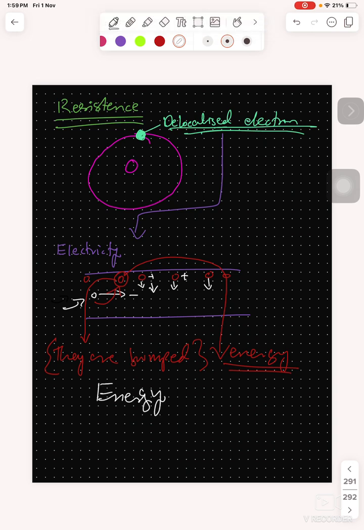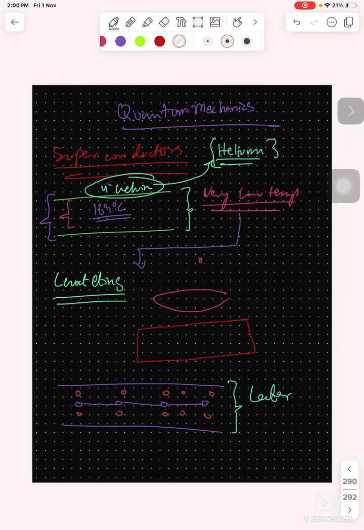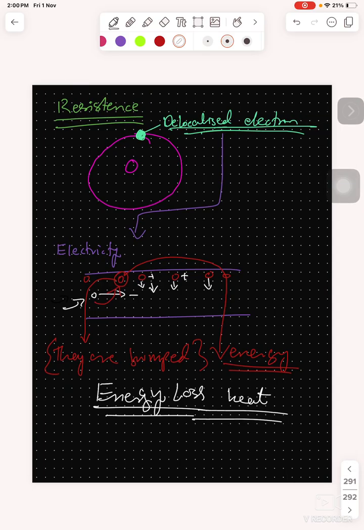Now we have a loss of energy, right? Energy loss can be heat. Let's suppose we have an adapter. When we put it into the socket, if you keep your finger or your hand on top of it, you will feel the heat, and that heat is nothing but energy loss. So superconductors are such that for them energy loss does not even exist. In superconductors there is no energy loss, but that's only possible at low temperature.